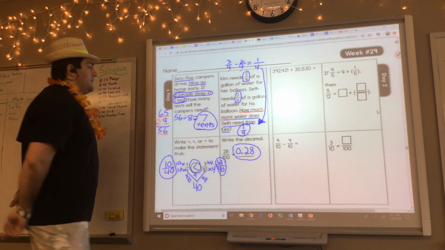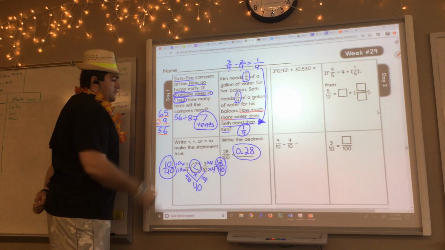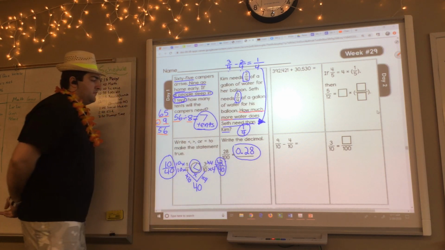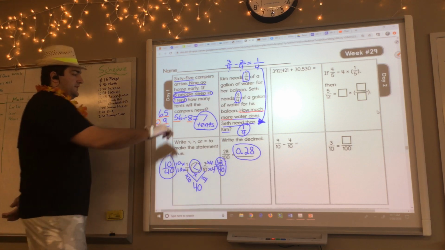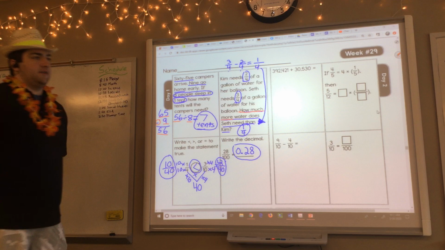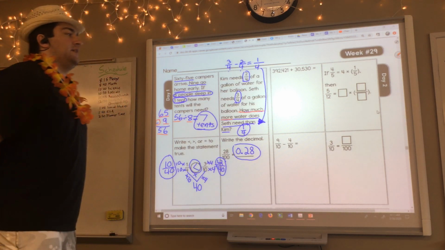So how you do that is you take the 8, you plug it in here, so then you have 56 divided by 8. 56 divided by 8 then gets you your answer, which is 7. So you'll need 7 tents to fit the 56 people evenly.